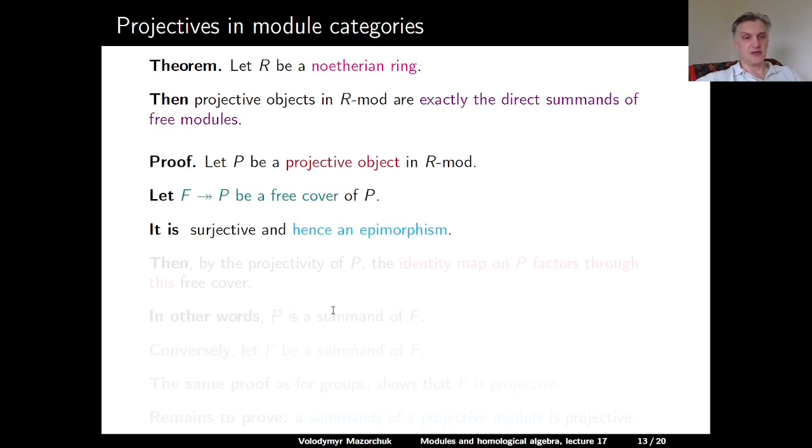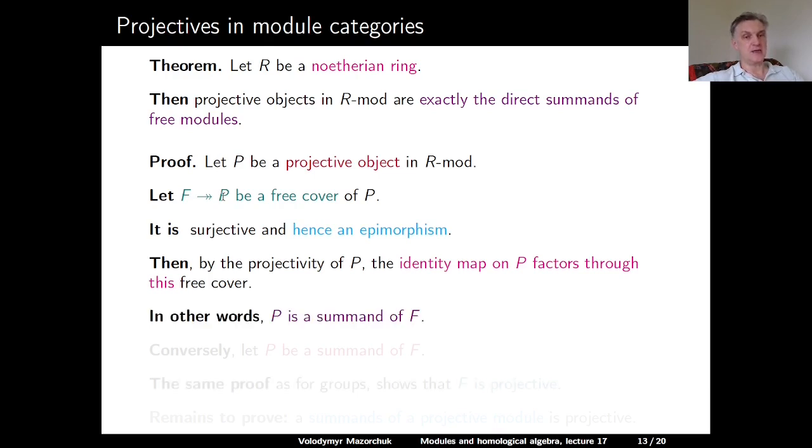So we have a surjective homomorphism from F to P. So this is surjective, and so it's an epimorphism. Then, by the projectivity of P, the identity map on P, a morphism from P to P, must factor through this free cover. So there is a morphism from P to F, such that composing this morphism with the projection onto P gives the identity on P. This means exactly that P is a direct summand of F.